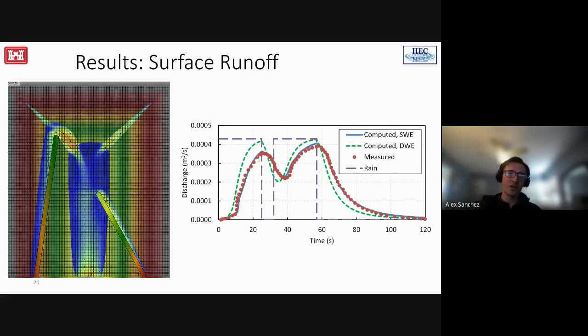And it's also interesting to look at the differences between running shallow water equations and diffusion wave. For this particular data set, the shallow water equation model did a much better job than diffusion wave did.